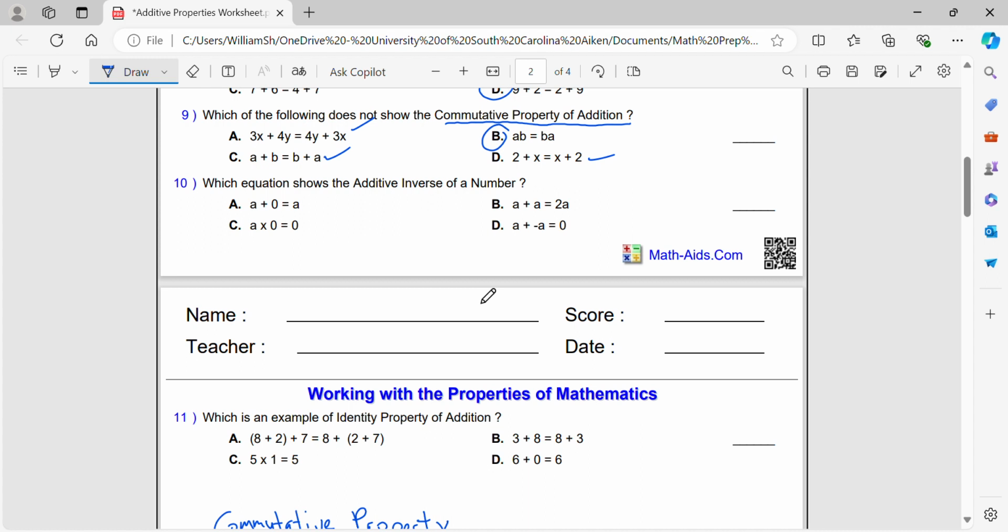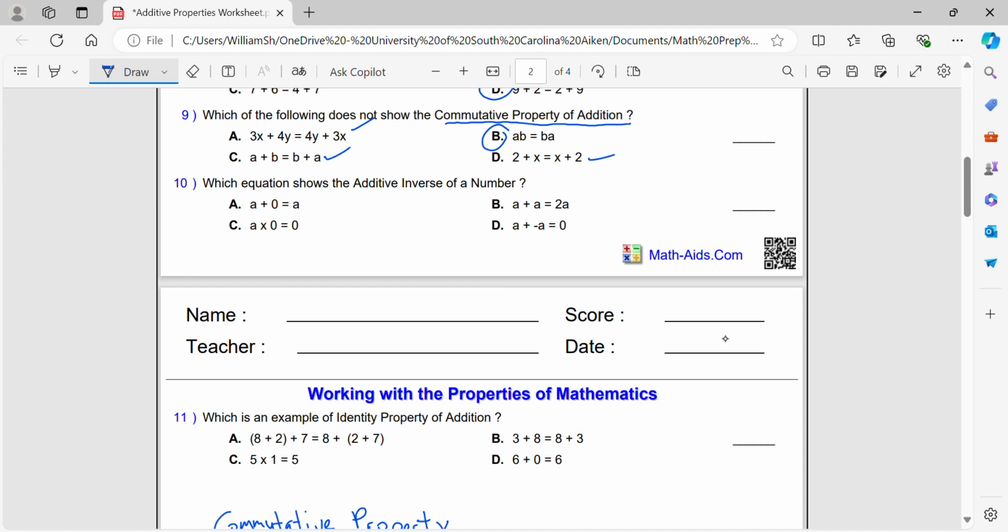Additive inverse. Now, I don't think we've covered this one. But what do we think when we invert something? Kind of invert and flip it around, right? If I look at A, A is the identity property. A plus 0 equals A, right? That's the identity property, not the additive inverse. But maybe you could get it to the additive inverse.